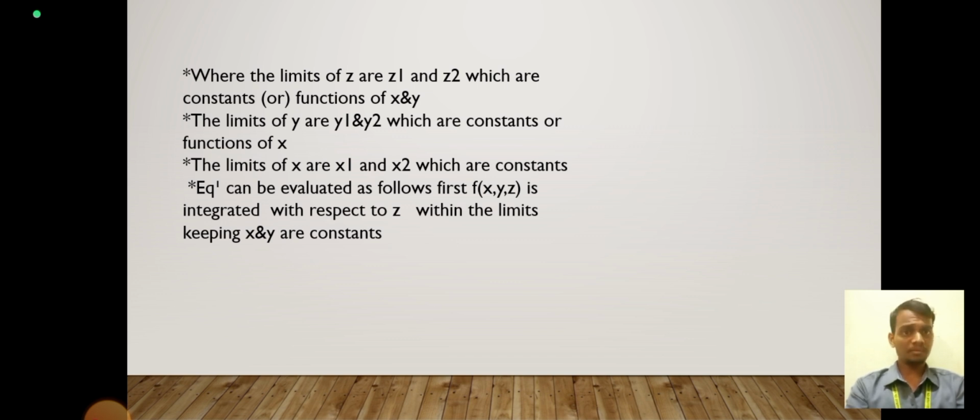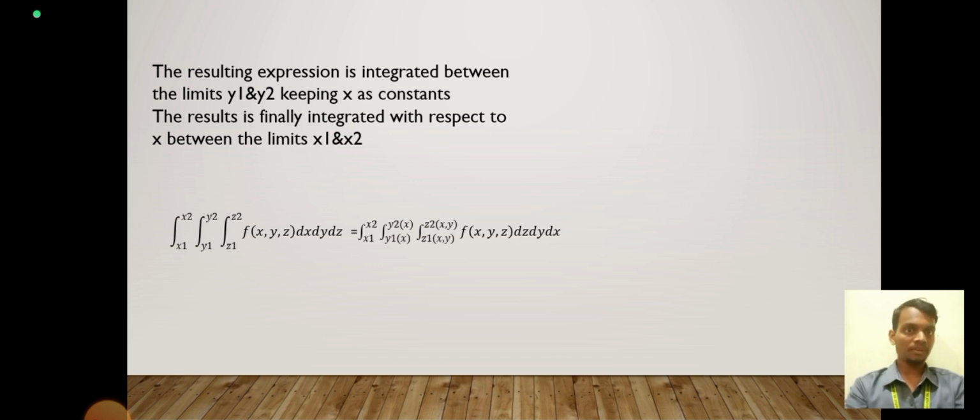The equation can be evaluated as follows. First, f of x comma y comma z is integrated with respect to z within the limits, keeping x and y constant. The resulting expression is integrated between the limits y1 and y2, keeping x constant. The result is finally integrated with respect to x between the limits x1 and x2.